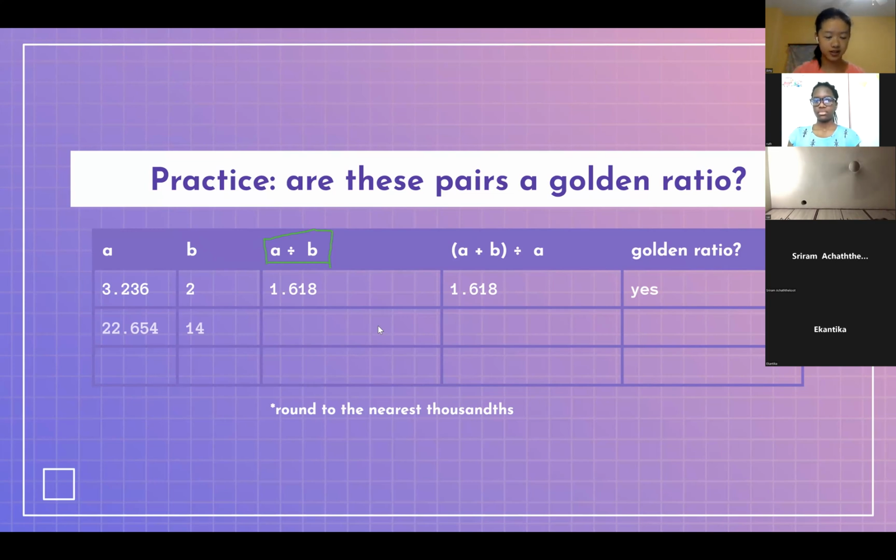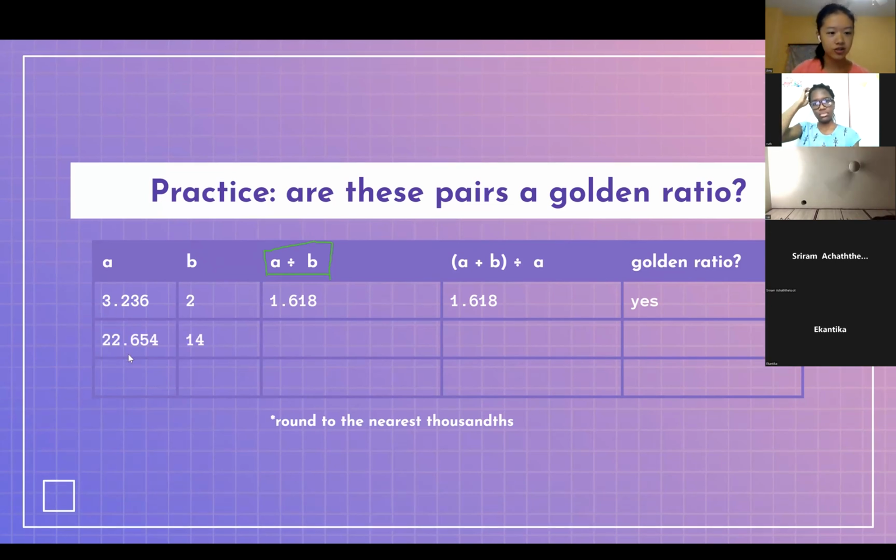So what about these numbers? A equals 22.654 and B equals 14. What would be the value of A divided by B, and what would be the value of A plus B divided by A?